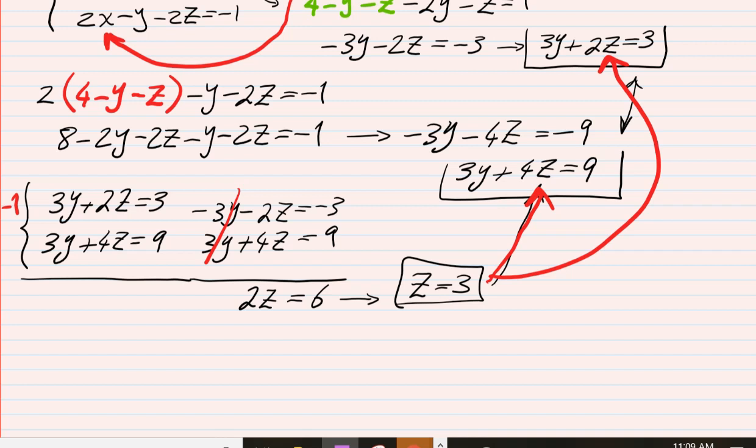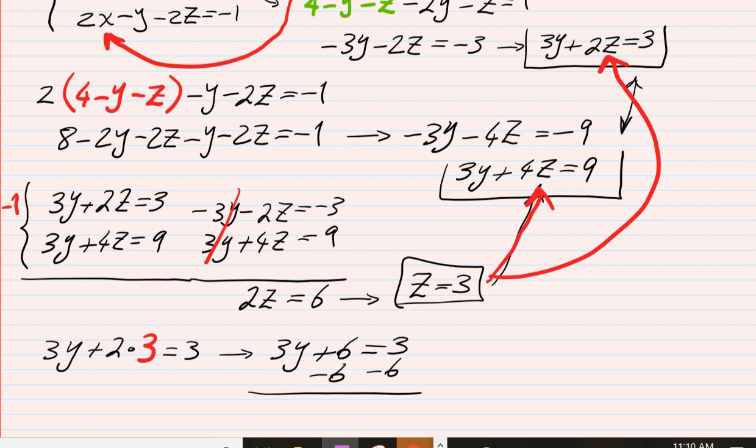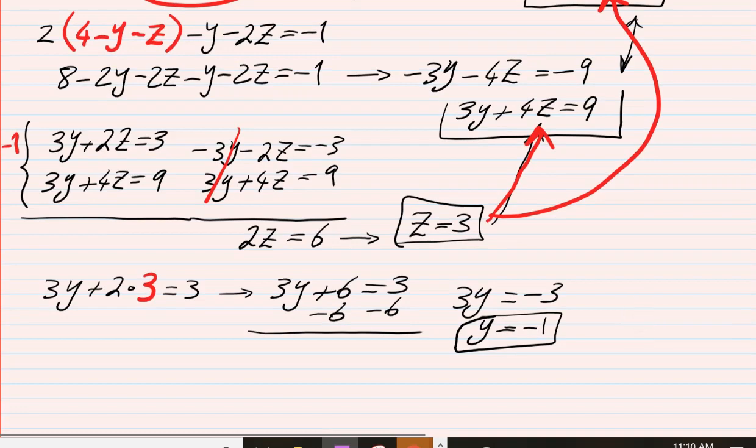So this is going to make it 3y plus 2z, but then z is 3, correct? So that's times 3, equals 3, and then solve for y. 3y plus 6 equals 3. Subtract 6 from both sides, and that makes 3y equals negative 3, and hence y is negative 1. If you divide both sides by 3, that's what you're going to get.